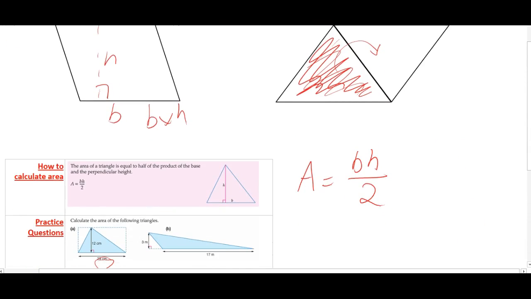So that's how you work out the area of a triangle. Again, make sure you understand the rule and how we come up with that rule: the area equals base times height divided by 2.